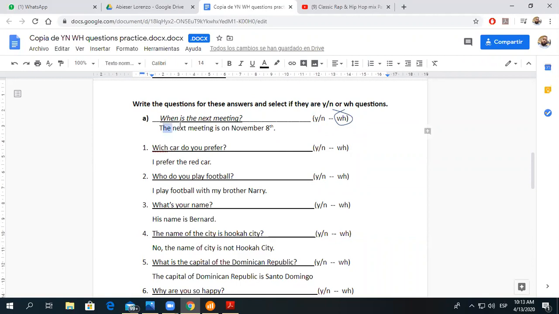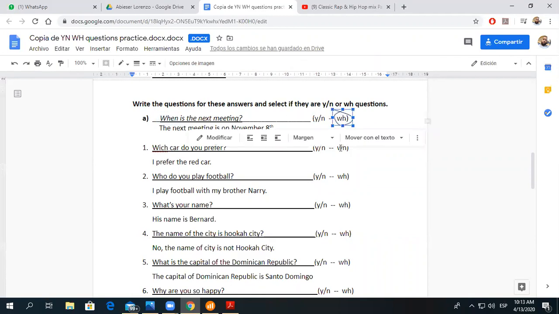So the answer is, the next meeting is on November 8th. So what is the question for that? When is the next meeting? Yeah, very good. That's the example, by the way. And you select if it's a yes or no question, if it's a WH question. As you noticed, it has when. So this is a WH question, okay?